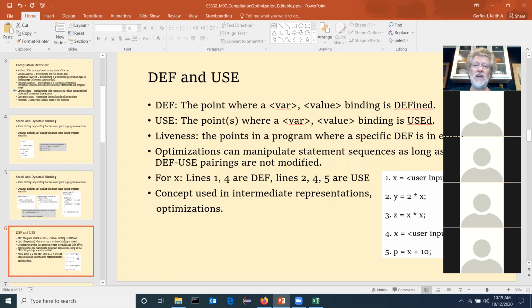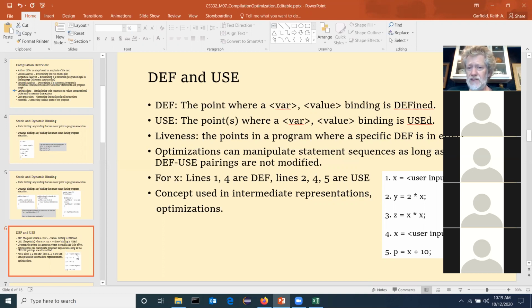So wherever we create a variable value binding, we can call that a def, short for definition. And whenever we use them, that's called a use, which is not short for use, it's use. So we have variable value bindings used and defined. And then you can start to look at threads of definitions and uses.